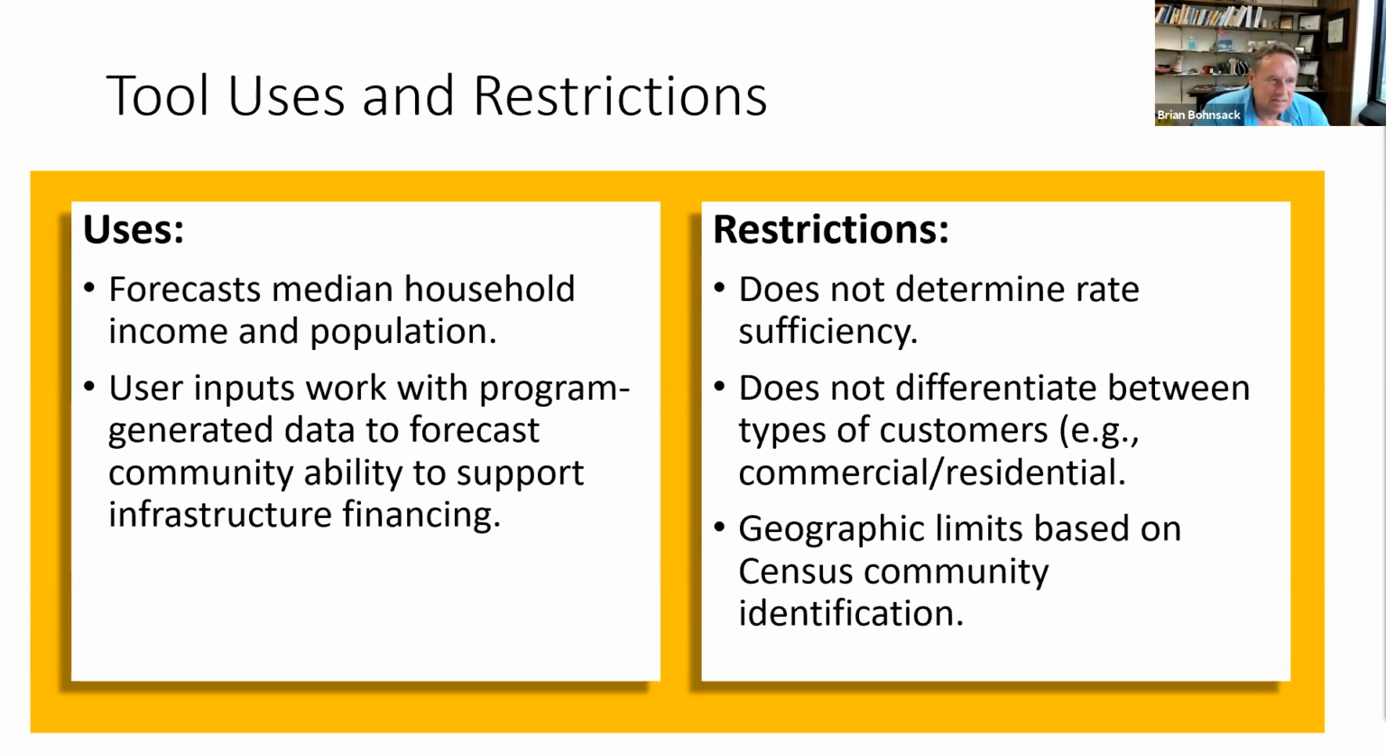Another thing the tool doesn't do is differentiate between types of users. A lot of you guys in the small communities might have different user classes. We don't take that into effect. It's looking at your average water bill of a residential user.